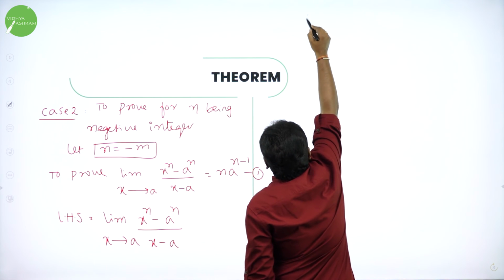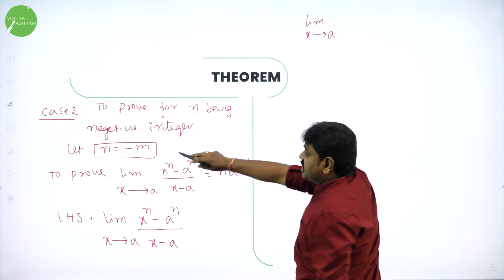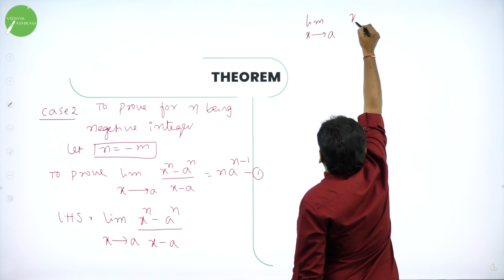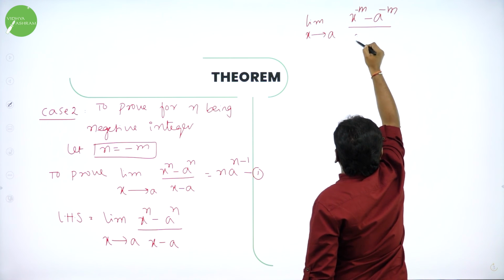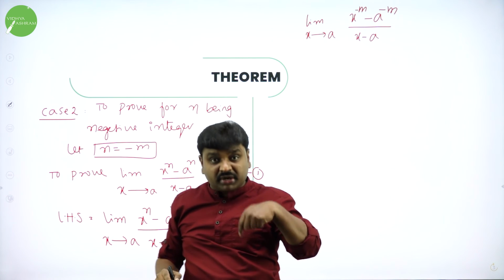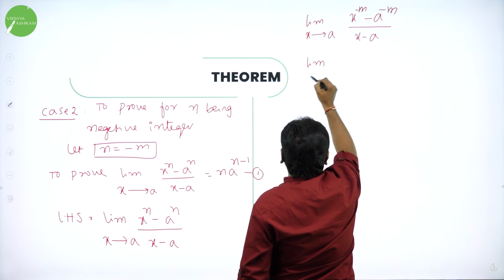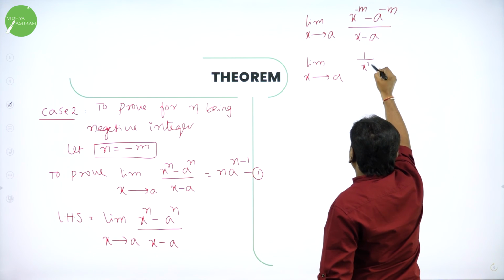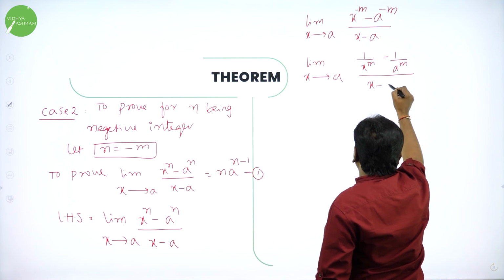If I do that, I will get limit x tends to a. What is n we assumed? Minus m. In LHS in the place of n I will put minus m: x power minus m minus a power minus m by x minus a. Now all of you know a power minus m can be written as 1 by a power m. So I will write this as limit x tends to a, x power minus m as 1 by x power m, a power minus m as 1 by a power m, divided by x minus a.